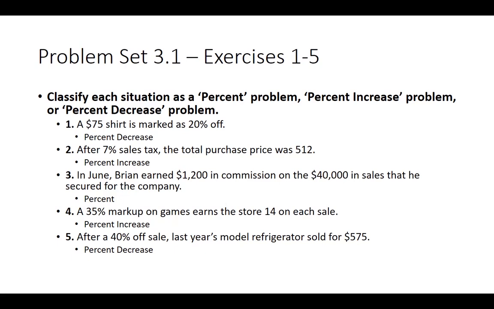Number 4, a 35% markup on games earns the store $14 on each sale. A 35% markup would indicate a percent increase. And number 5, after a 40% off sale, last year's model refrigerator sold for $575. 40% off would be a percent decrease.